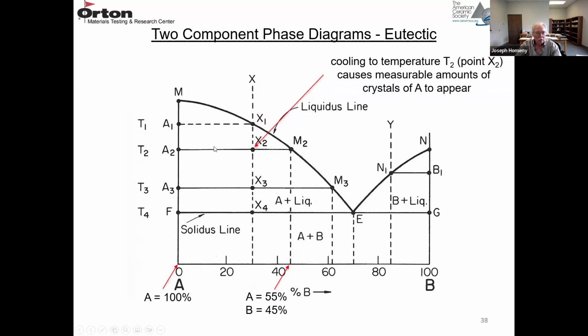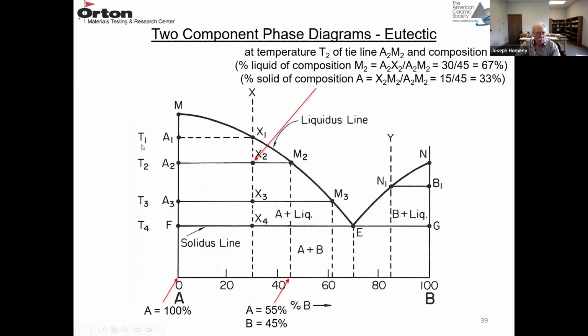And then we drop the temperature down to T2. That's point X2. Now we have a lot more crystals of A that are forming. The composition of the crystals of A is obviously 100% A, but now the tie line goes over to M2, and that's the composition of the liquid that forms at X2. Now that liquid is 55% A and 45% B. So we're still at T2, and our tie line is A2, M2, and we're looking at this composition X, which was 30% B and 70% A.